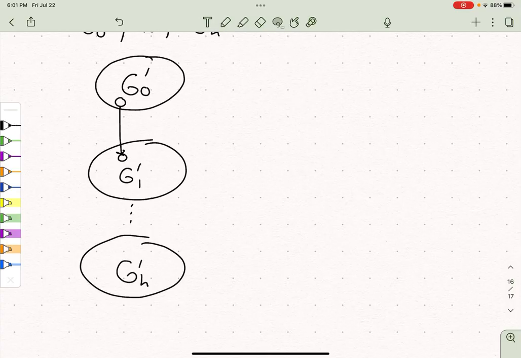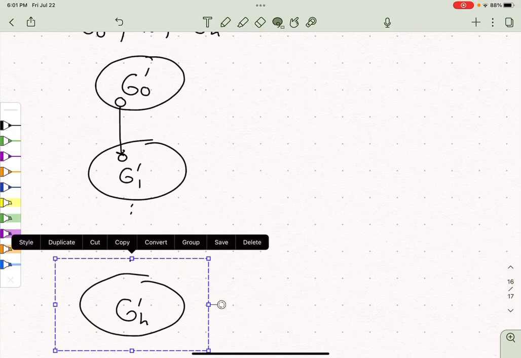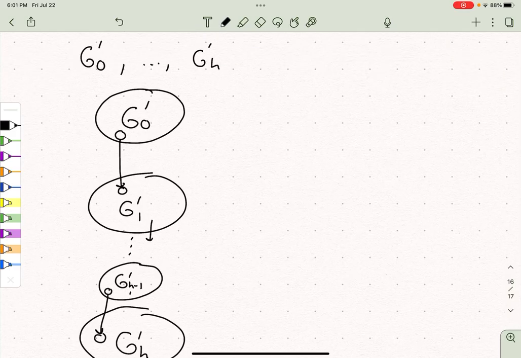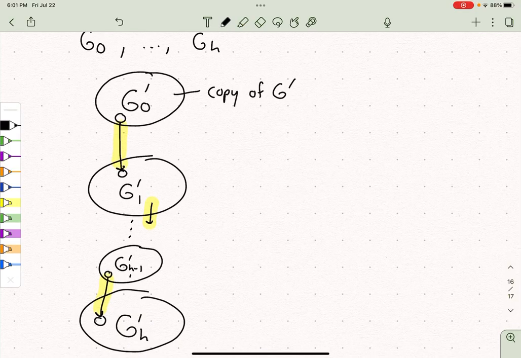So let me move this one lower. So we have G, H minus 1 prime, and so on. The idea here is that everything in these is an exact copy of G prime. But then what are these extra nodes, or these extra edges? Those are going to represent the risky edges. So these are the risky edges.